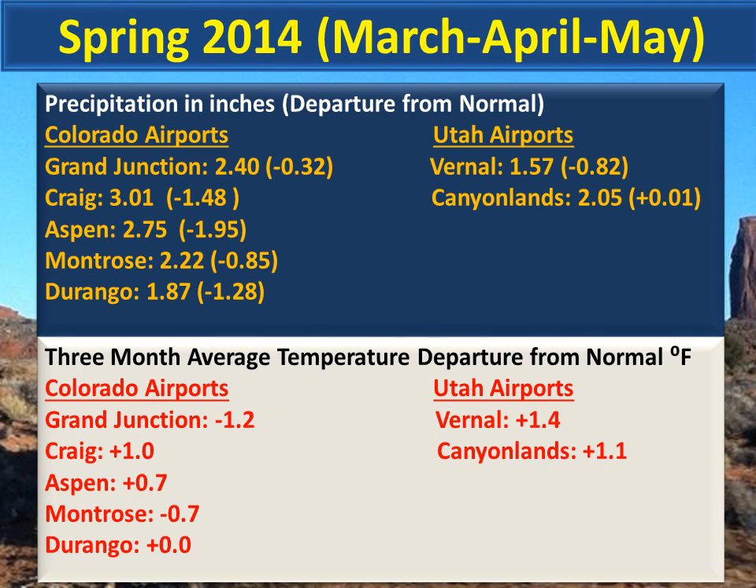And here is a summary of the meteorological spring that encompasses the months of March, April, and May. In the top portion of the slide, you can see all sites were drier than average except Canyonlands Airport just north of Moab. The bottom portion of the slide shows that spring seasonal temperatures were quite variable across the forecast area, ranging from well above normal at Vernal to well below at Grand Junction.